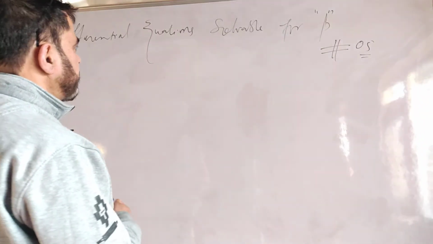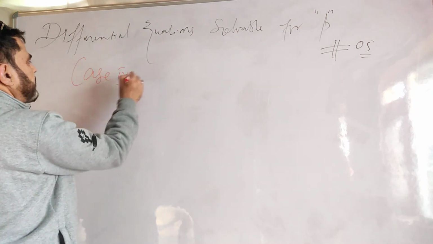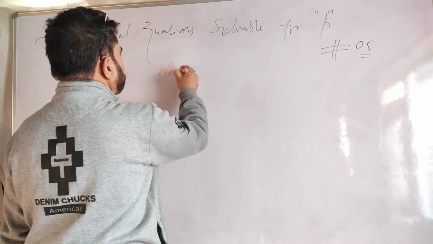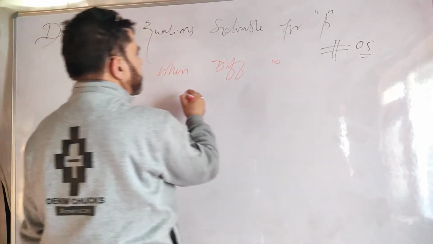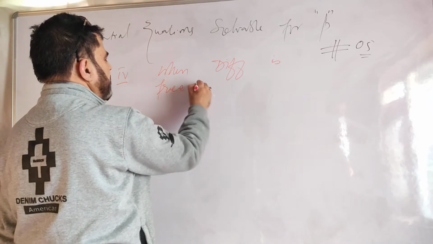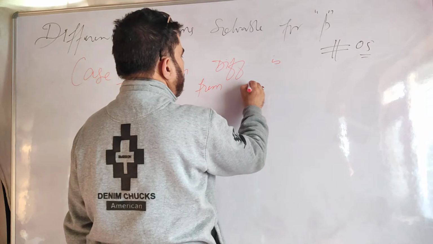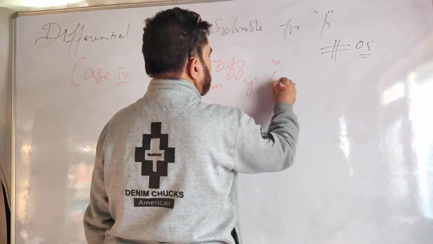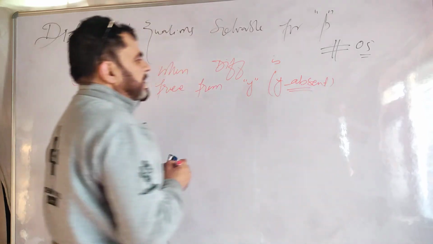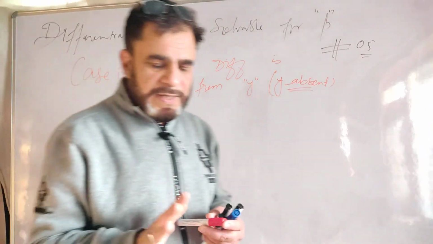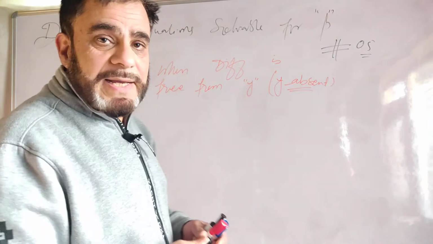This is case fourth. It is when the differential equation is free from Y, that is, Y is absent. The differential equation does not involve Y, which means it will now involve only what? X and P. So there exists the relation.